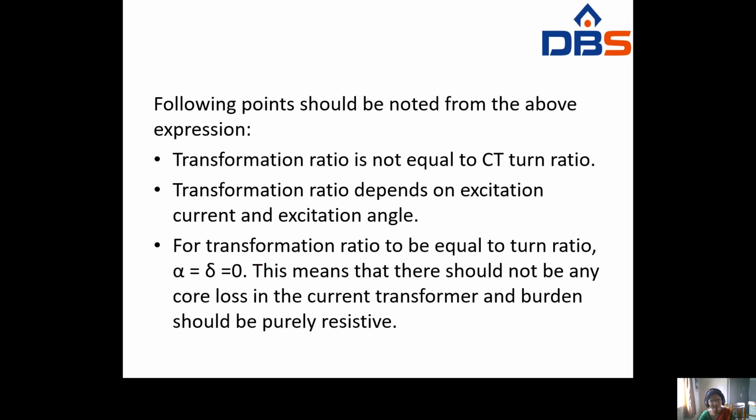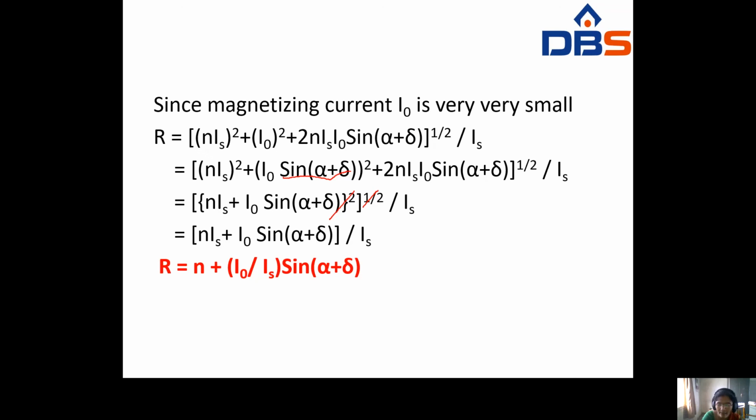So see here, since magnetizing current occurs at no load condition, the magnetizing current I naught value will be very, very small. So that's why you can neglect this term, I naught sin(alpha plus zeta) whole square.